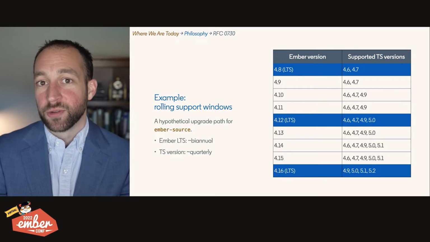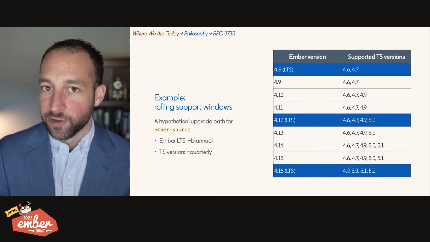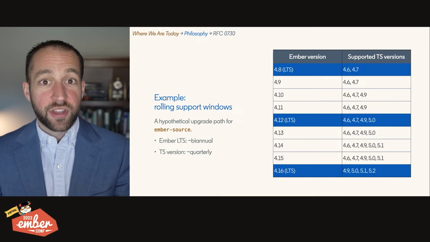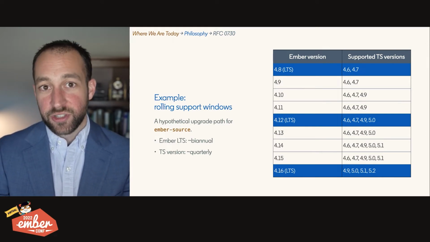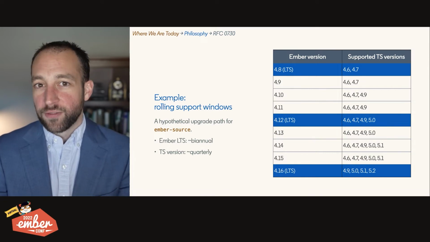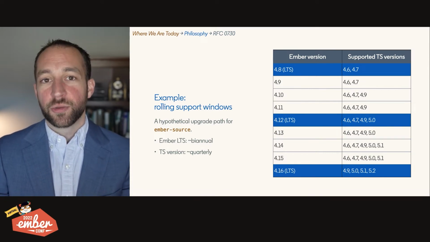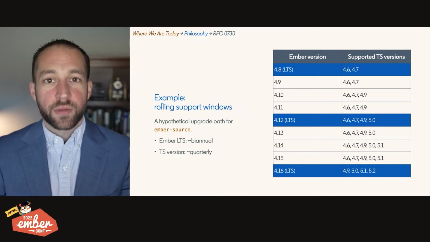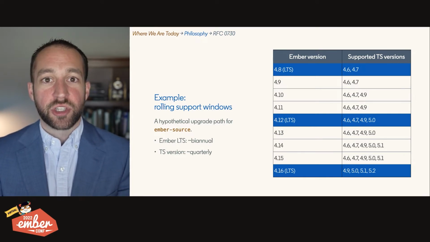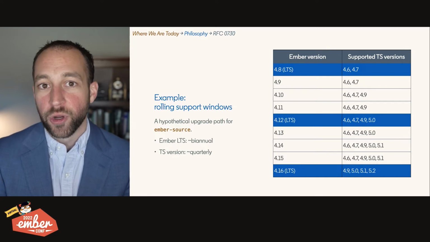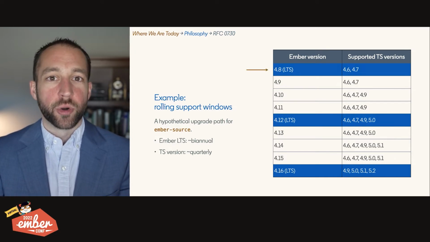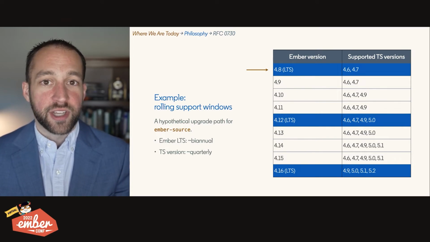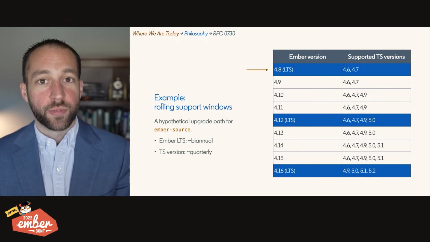If we adopt the rolling support windows, and spoilers for a later slide, we're doing that for Ember, here's how it might work. Given that Ember releases every 6 weeks, and every 4th release, so roughly twice a year, is a long-term support release, and TypeScript releases once a quarter, we can imagine that Ember starts publishing types using this policy at Ember 4.8, and at that point, it supports TypeScript 4.6 and 4.7. Now, when Ember 4.8 comes out, TypeScript 4.8 will also be out.